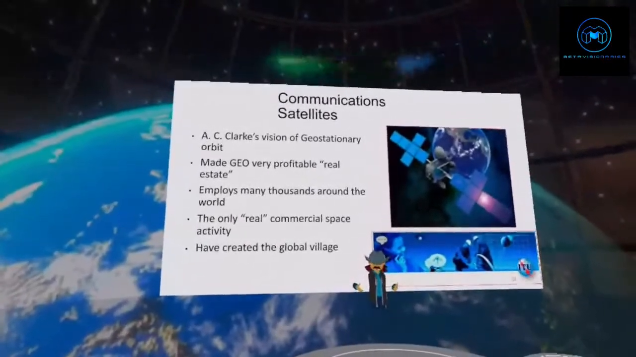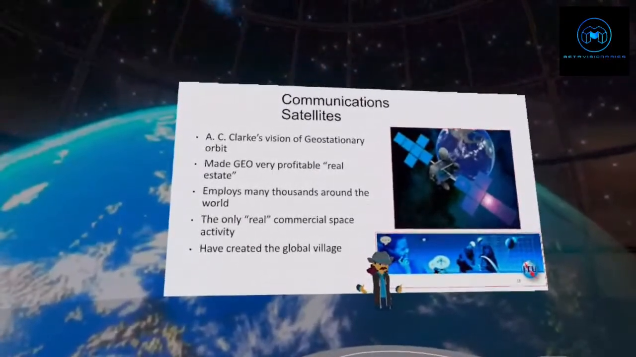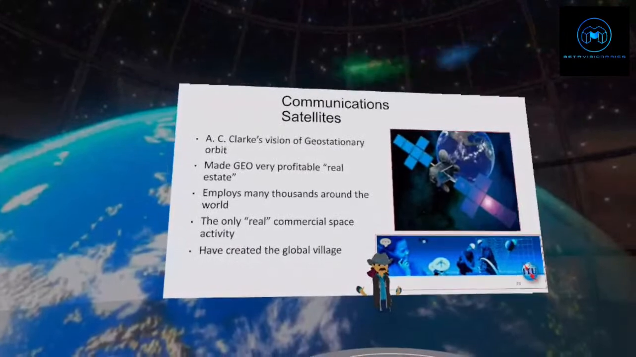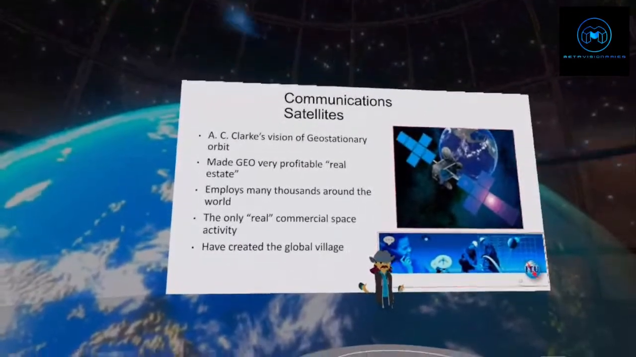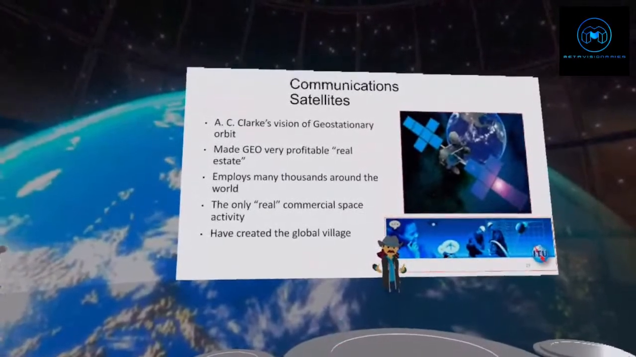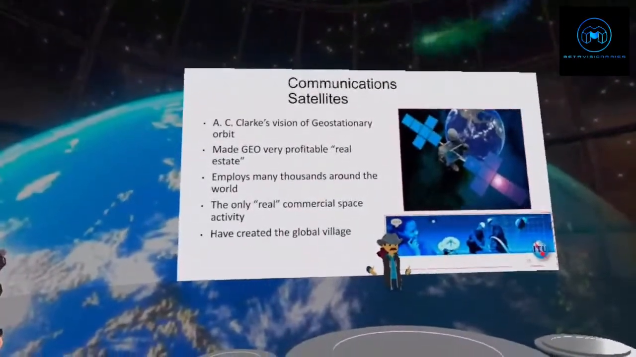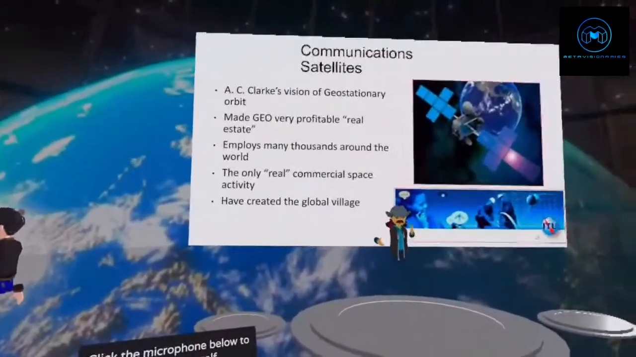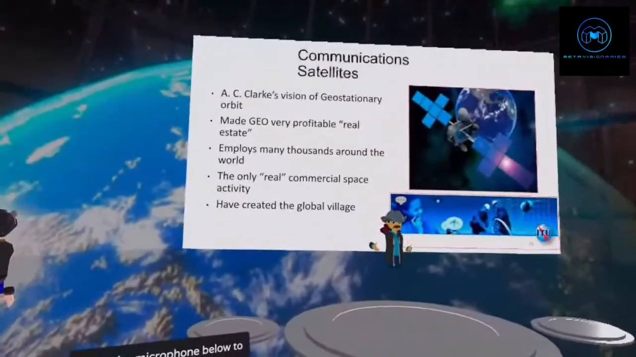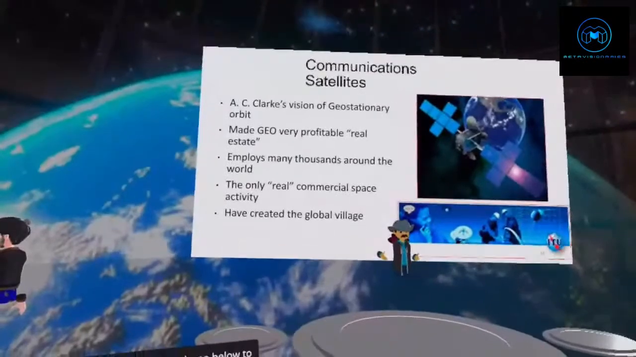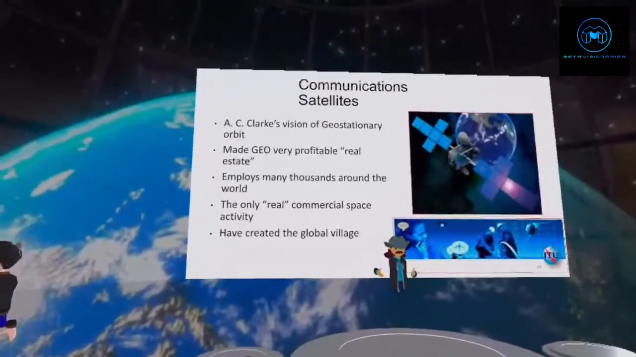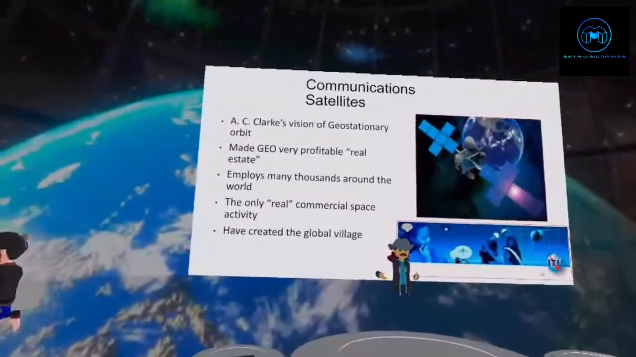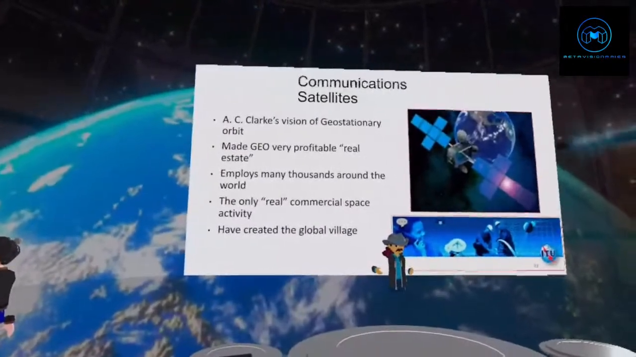Satellite telecommunications really is the business, the commercial business of space. Arthur C. Clarke, the brilliant space visionary, first conceptualized, although it's not really true, Hermann Oberth and others had discussed the possibility of a geostationary orbit, but Arthur Clarke is really the one who made this a real possibility. It made geo very profitable real estate. We often refer to a position in geo as the most expensive location off the earth.